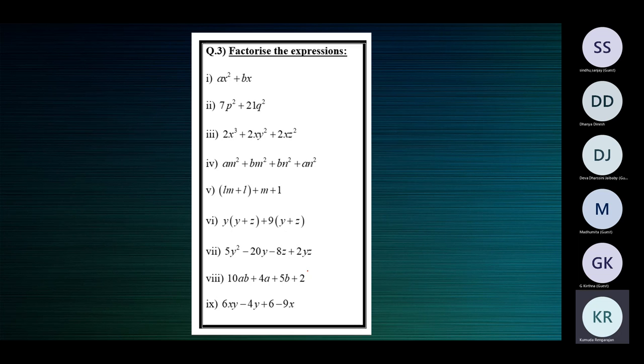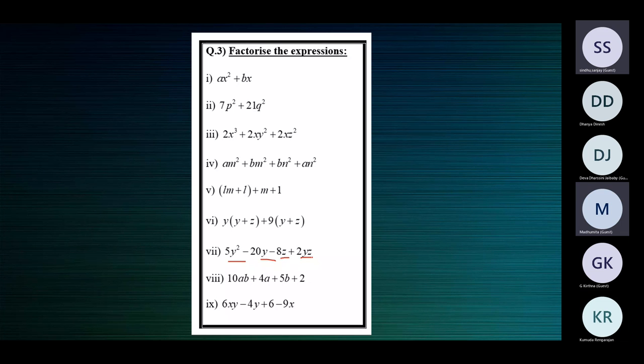So what we observe is this term has only y square. This has y. This has z. This has yz. Before you group, you should check if the first two terms and the last two terms have something in common. What is common between 5y square and minus 20y? 5y, ma'am. Because what is common between 5 and 20? 5. Y square and y? Y. What's common between 8 and 2? 2. And z and yz?